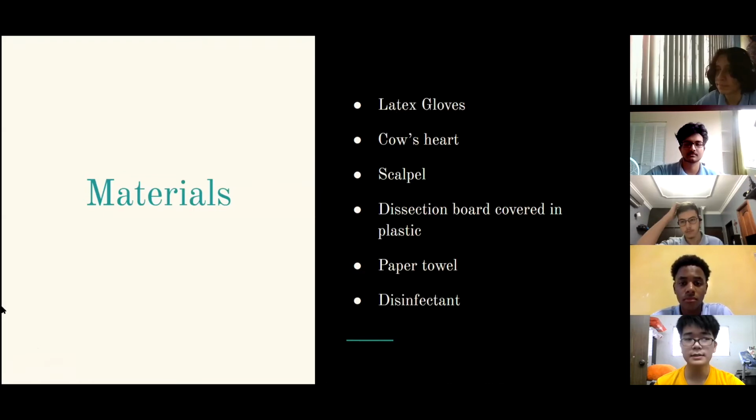Materials. The materials that we used during the dissection were latex gloves, the cow's heart, a scalpel, a dissection board covered in plastic, paper towel, and disinfectant.